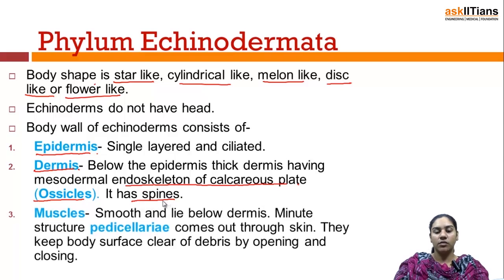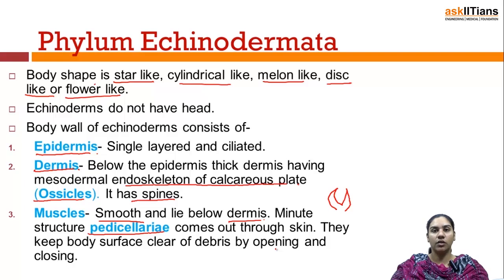There is a muscle layer also in which the smooth muscles lie, and this muscle layer lies beneath the dermis layer. On this layer, minute structures known as pedicellariae come out through the skin. These pedicellariae are claw-like structures like this. They keep the body surface of the echinoderms clear of any debris by opening and closing.